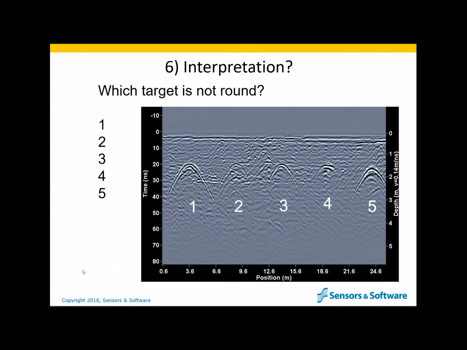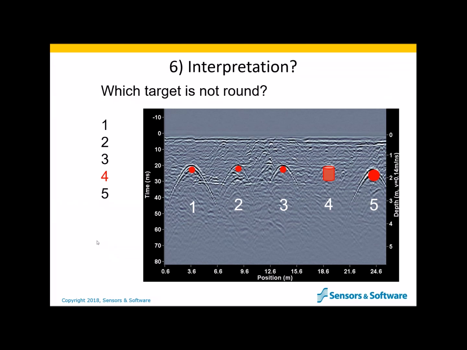So moving on. This one should be a short one. Which target is not round? 1, 2, 3, 4, or 5? 97% of you said 4, and that is the correct answer. So 4 is a flat-topped object. You could see the flatness. It's actually a 45-gallon steel drum on end. Okay, next question.